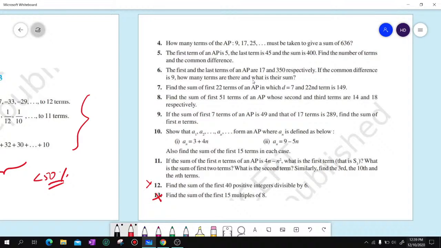And my favorite question, my most important question, one of the important questions and a favorite question for the examiner also, is the 9th question, star mark. I am pretty sure the chance of being asked in the board exam is 100%. No, 120% chance. So this question is damn sure. If the sum of first 7 terms of an AP is 49 and of first 17 terms is 289, find the sum of first n terms. I am pretty sure this question is damn sure, and you have to be thorough with this question. I am 200% confident that in the exam you will get this question. Okay, right.